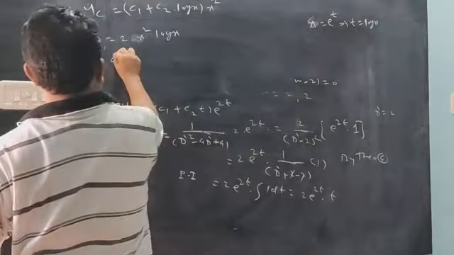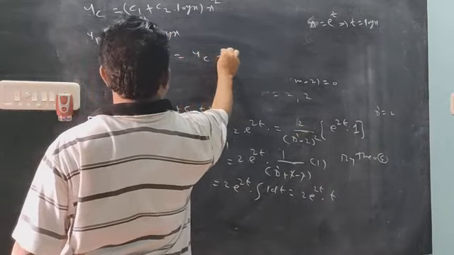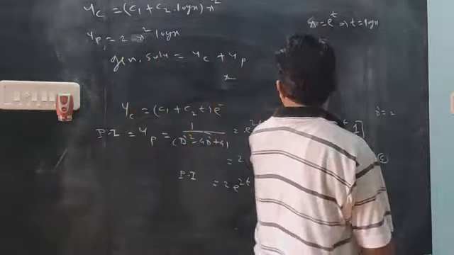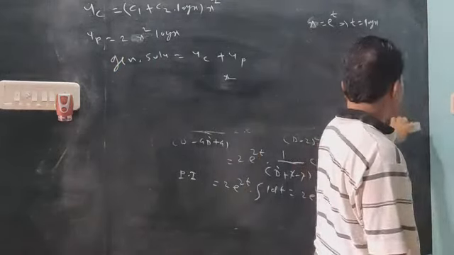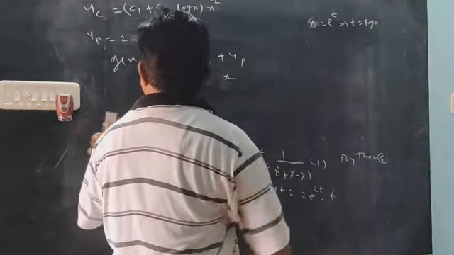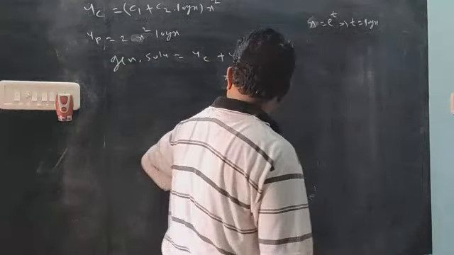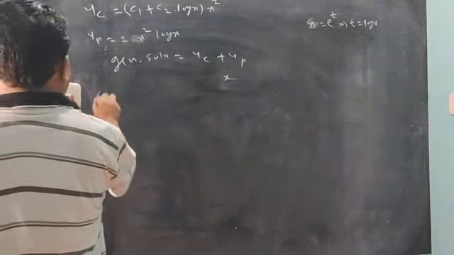If you want the general solution, add the complementary function and the particular solution. If the question asks to find the complementary function and the particular solution, those are separate questions. Otherwise, if I want a general solution, the complementary function plus the particular solution will be the total solution.